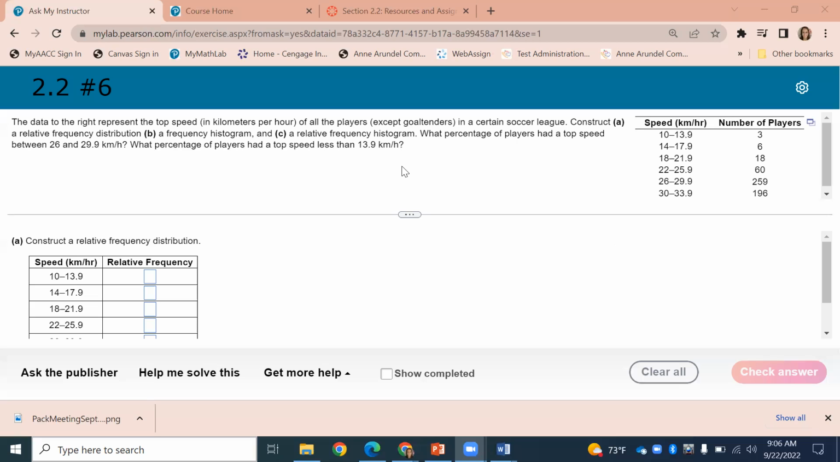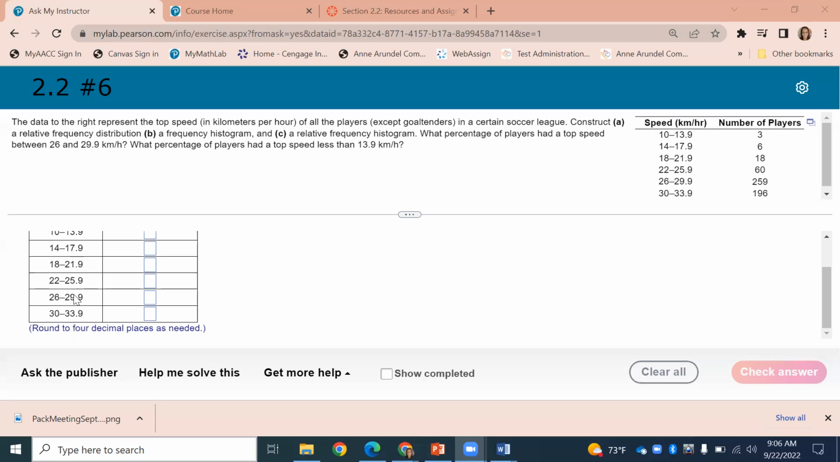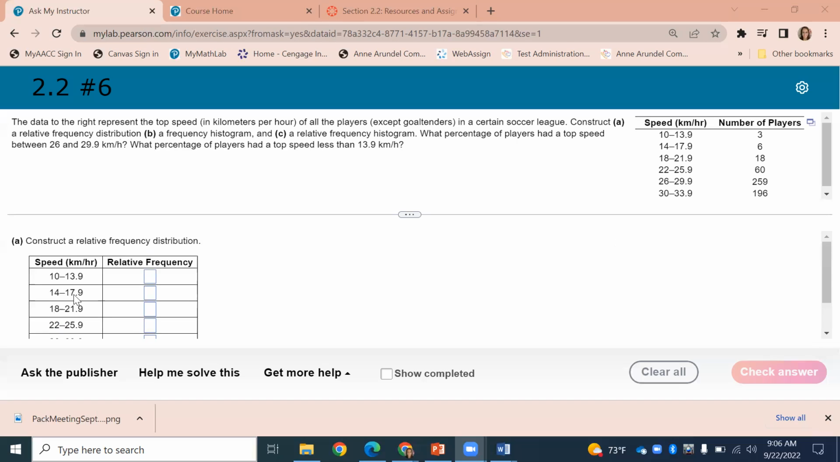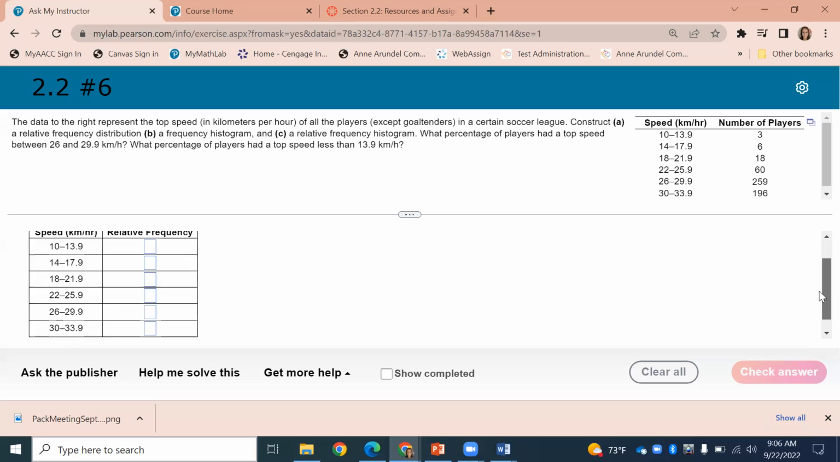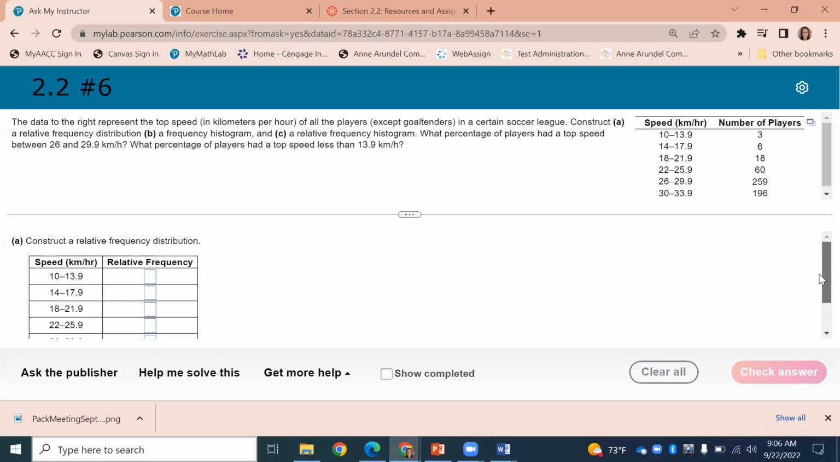Let's just start with the first one. The first question says, construct a relative frequency distribution. You'll see it has a column for speed, and then it has the different classes. 10 to 13.9 is the first class. The second class is 14 to 17.9. The third class is 18 to 21.9. The fourth class is 22 to 25.9. Then the second to last class is 26 to 29.9, and the sixth class is 30 to 33.9. So it has a space for relative frequency.